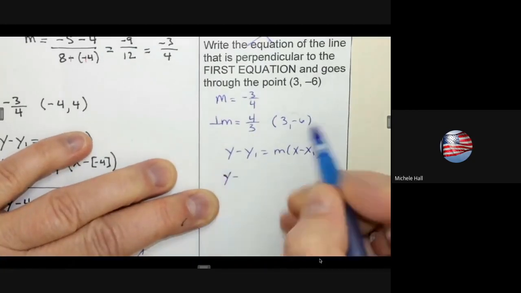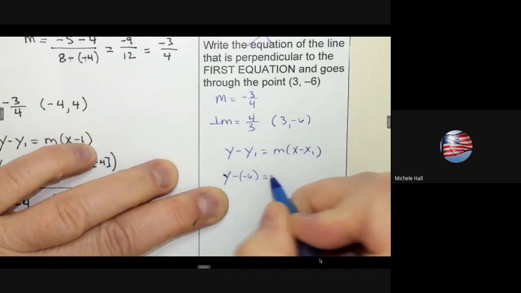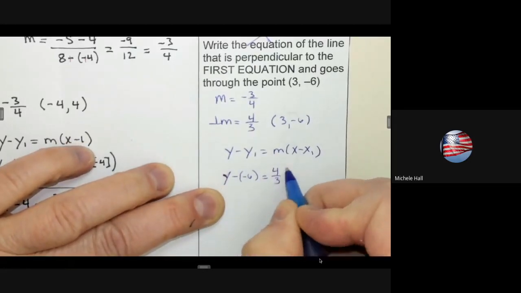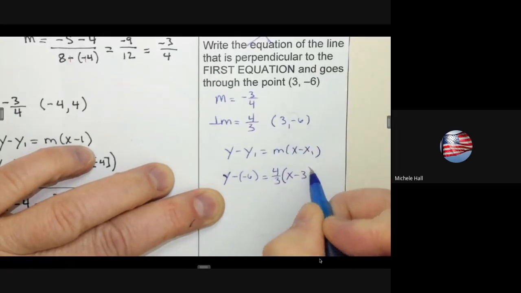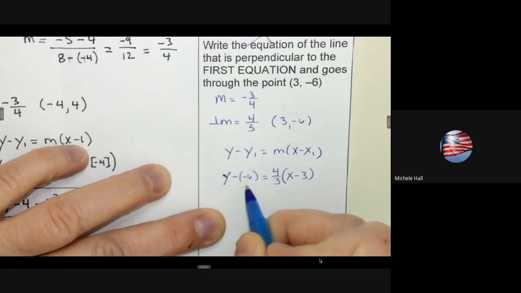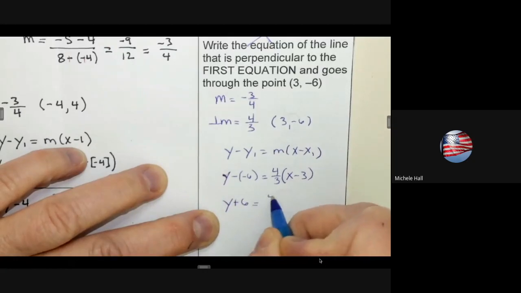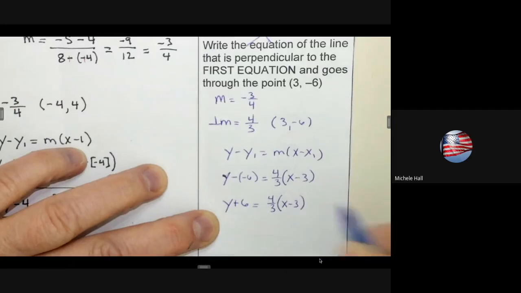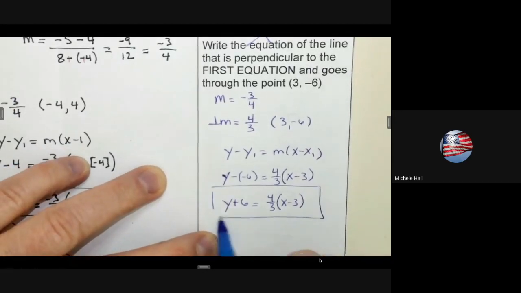Y minus y1 is -6 equals my perpendicular slope of 4/3 times x minus x1 is 3. Cleaning up those double negatives, I can't leave point slope with double negatives, so that's y plus 6 equals 4/3 times x minus 3. Again, it's not asking for a specific form, so I'm going to leave it in point slope form.